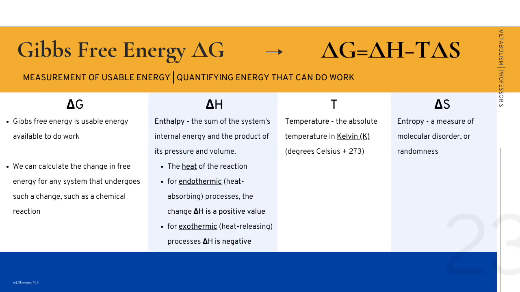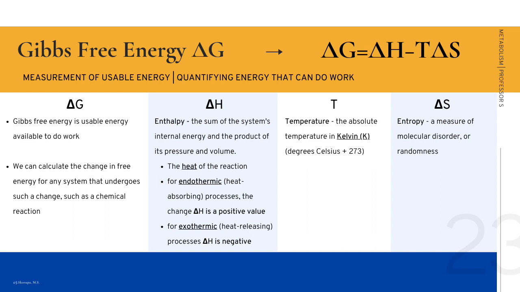Gibbs free energy is usable energy available to do work. We can calculate the change in free energy in a chemical reaction using this formula. Delta G equals delta H minus T delta S. So what are the components of this equation? Delta H is enthalpy, the sum of the system's internal energy and the product of its pressure and volume. You can simply think of this as the heat of the reaction. That's all you need to know for this class.